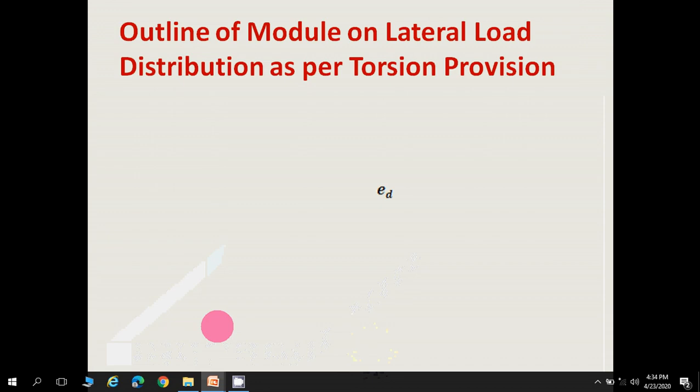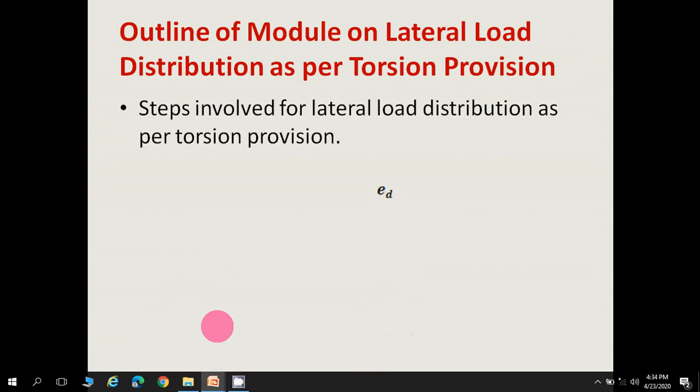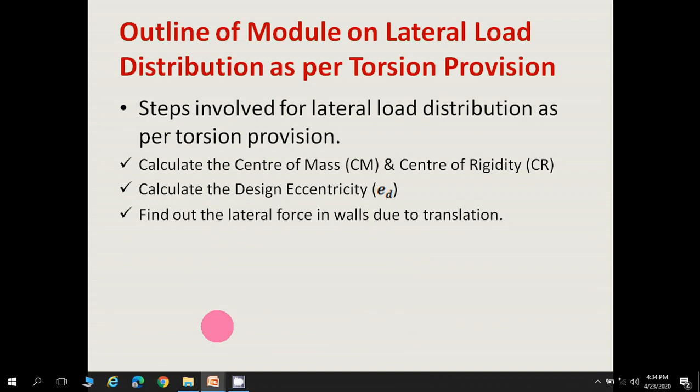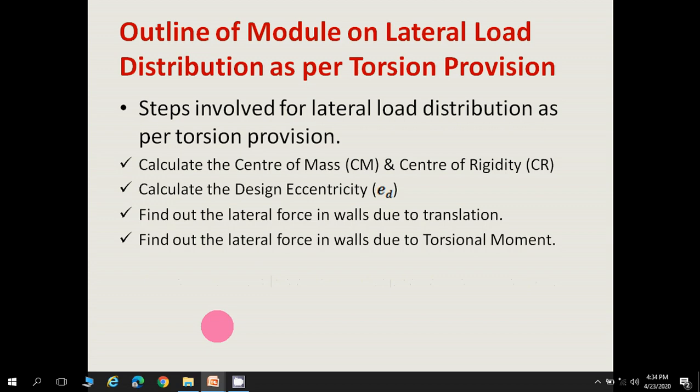So the outline of this lecture is the steps involved while distributing the lateral loads as per torsion provision. The first step is to locate the center of mass and center of rigidity of that floor plan. Then calculate the design eccentricity, which is given in clause 7.9.2 of IS 1893 2002. Then find the lateral forces due to translation, after which the lateral forces in the walls are found due to torsional moment.